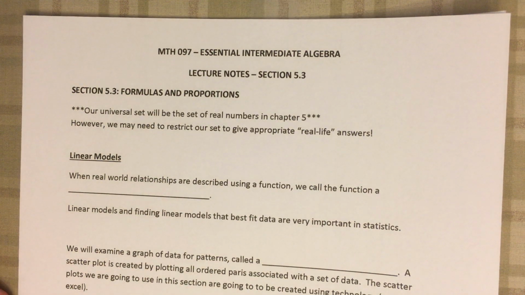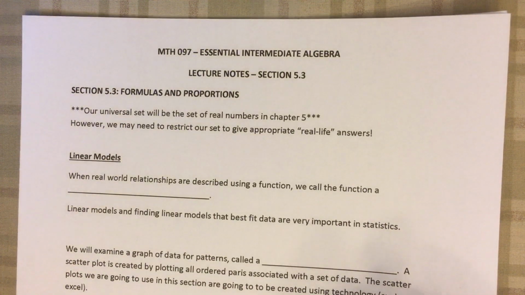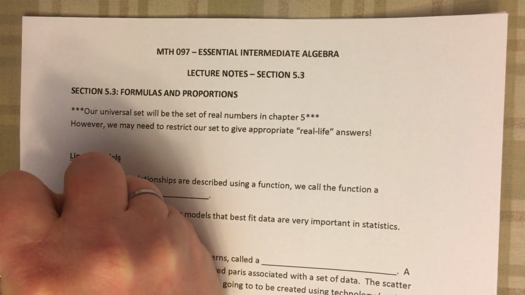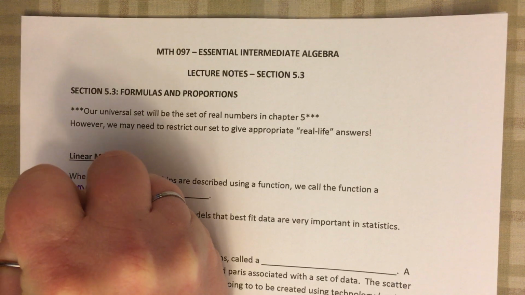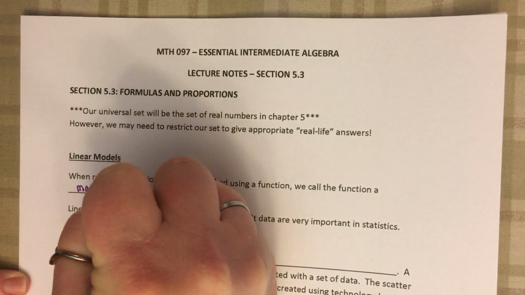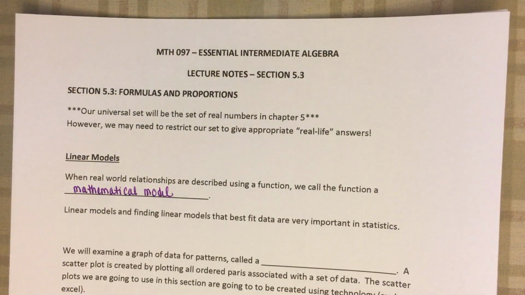Today we're going to finish up Chapter 5 by looking at our linear models. So we're going to focus on this section and look at our linear models. When real-world relationships are described using a function, we call the function a mathematical model. In this section, we are going to focus on linear models.